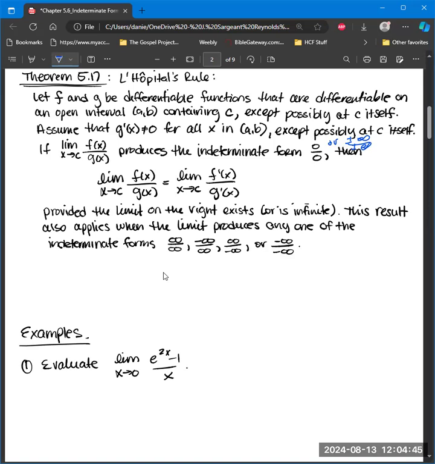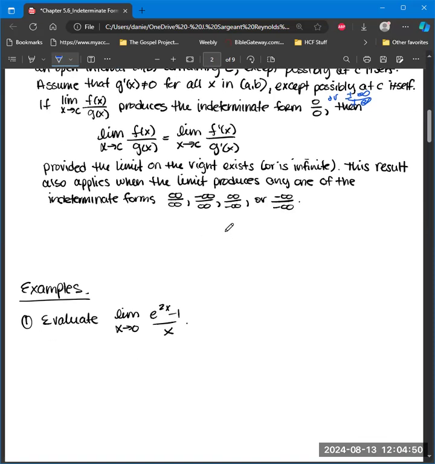If you're getting infinity over infinity, just take the reciprocal and look at what's going on with that. So these are the indeterminate forms that are good, provided the limit on the right exists or is infinite. This result also applies when the limit produces infinity over infinity, negative infinity over infinity, infinity over negative infinity, or negative infinity over negative infinity, which I just shorthand as plus or minus infinity over plus or minus infinity.